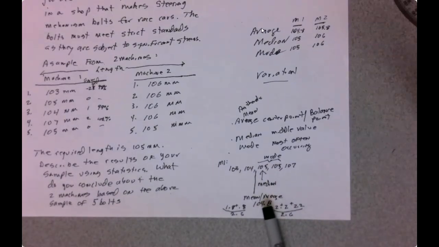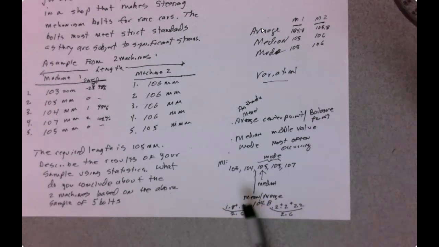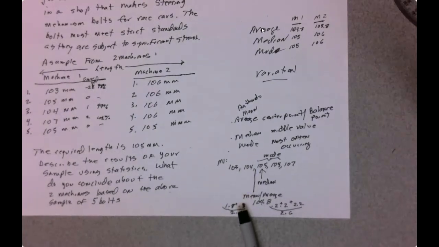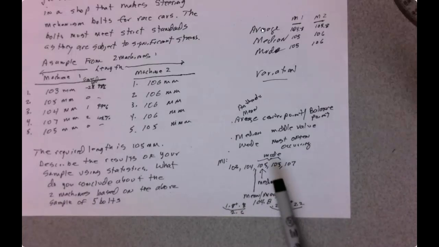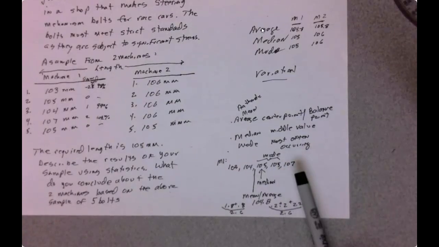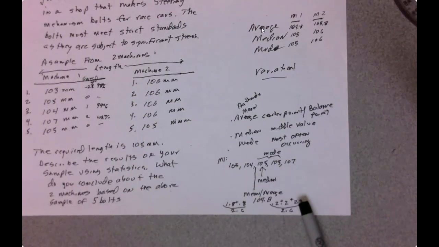If you look at the distance from the values that are below the mean to the values that are above the mean, notice the 103 is 1.8 units below. 104 is 0.8 units below. Add those two together and you get 2.6. On the other side, 105 is 0.2 units above, 107 is 2.2 units above.